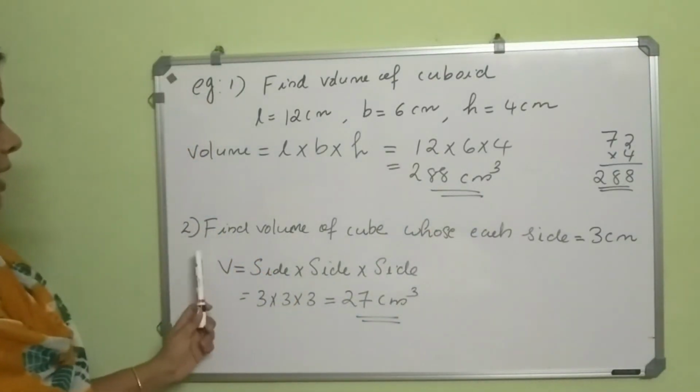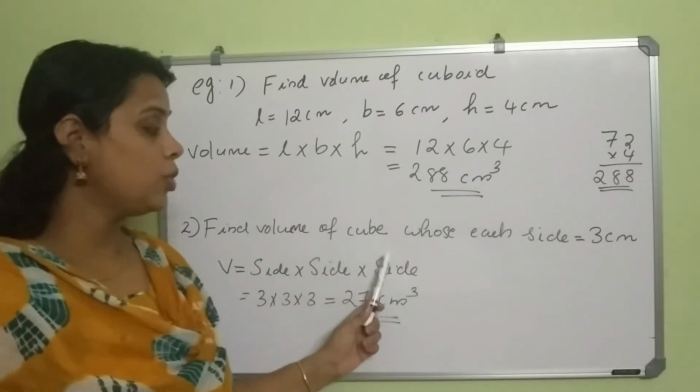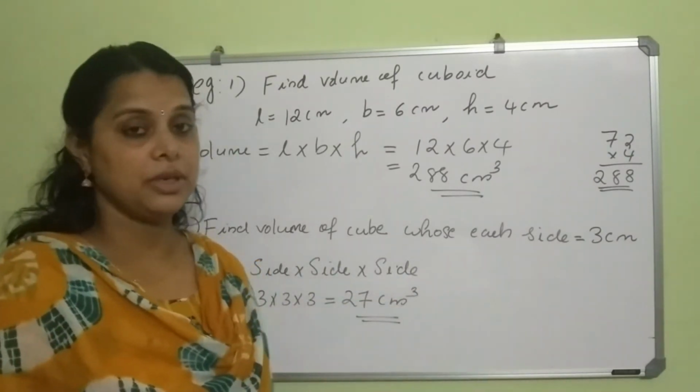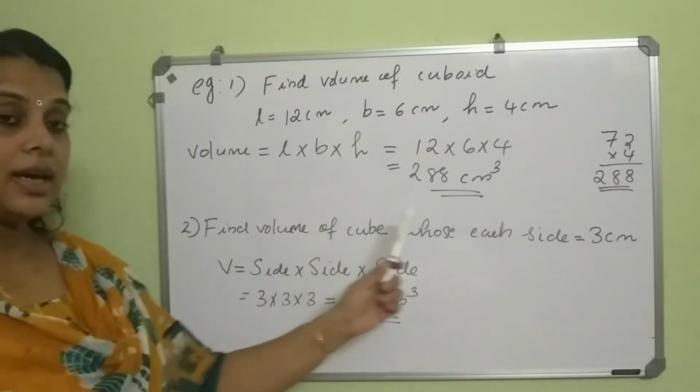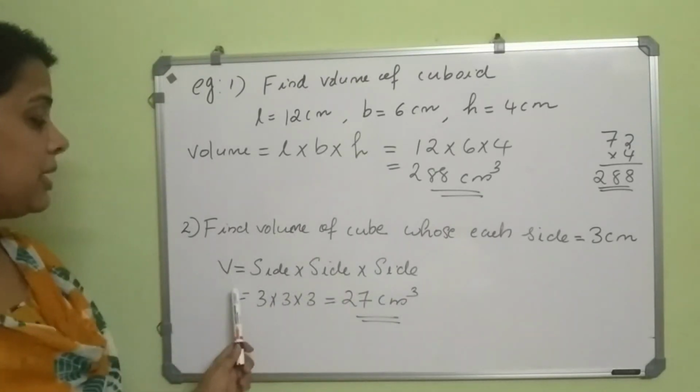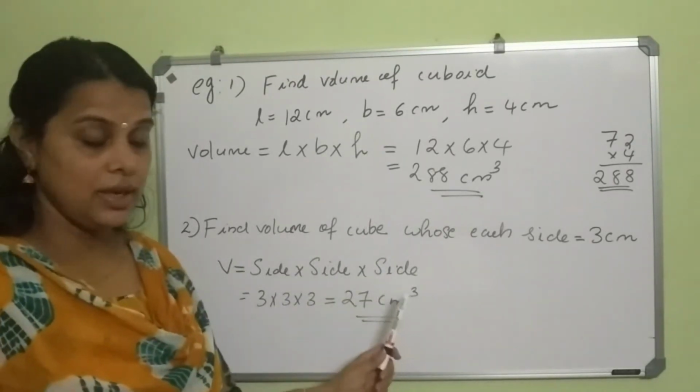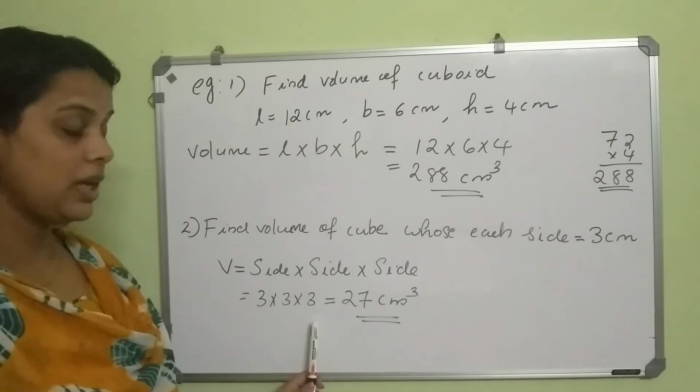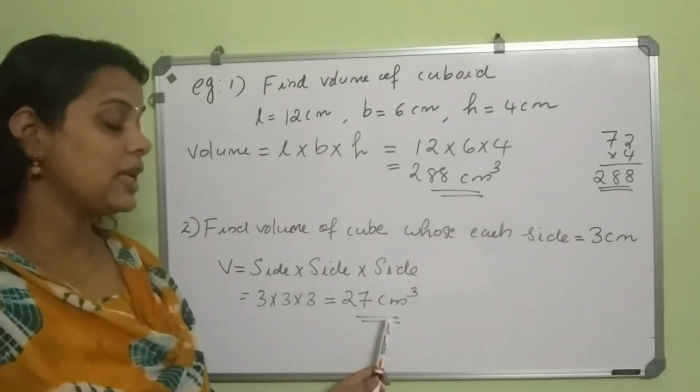Second one, find the volume of cube whose each side is 3 centimeter. All sides are equal. So volume is side into side into side. So that is 3 into 3 into 3, that is 27 centimeter cube.